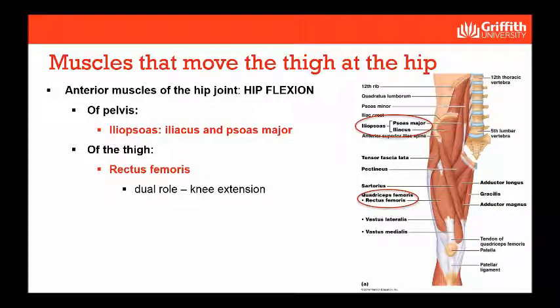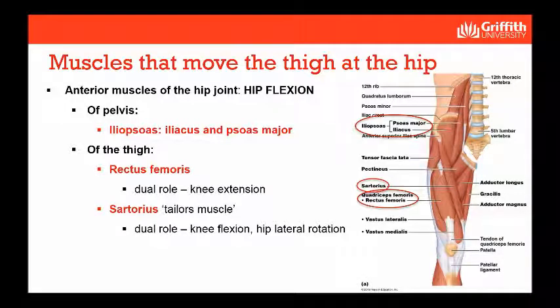Rectus femoris is a superficial muscle of the anterior thigh that originates on the anterior pelvis and inserts via the patellar ligament into the tibial tuberosity as one of the quadriceps muscles. Thus, it has a dual role of hip flexion and knee extension.